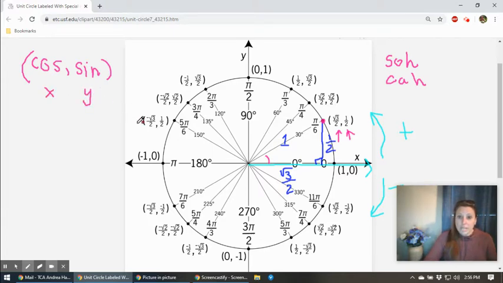So the cosine is always the x coordinate and the sine is always the y coordinate. Just to recap quickly, if we wanted to find, for example, the cosine and sine of 120 degrees, 120 degrees is right here. If I look at the coordinates of this point, the cosine of 120 degrees is negative 1/2, and the sine of 120 degrees is the square root of 3 over 2.